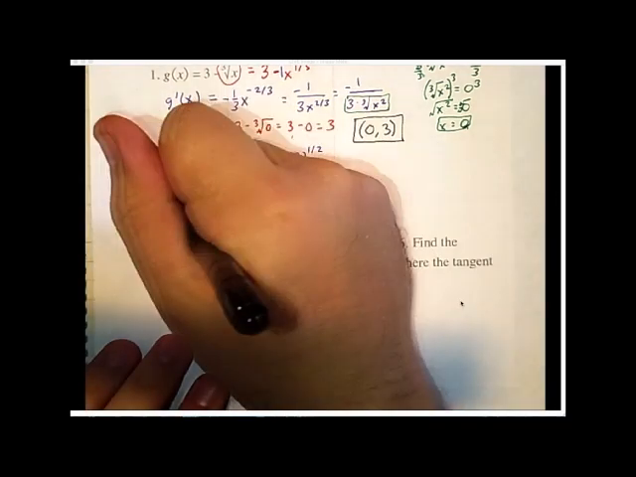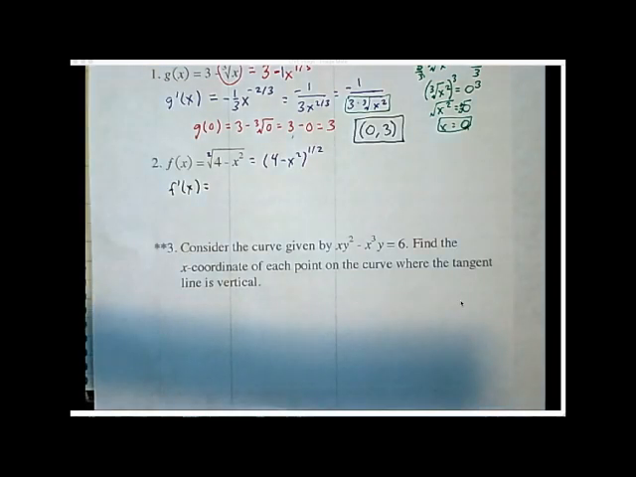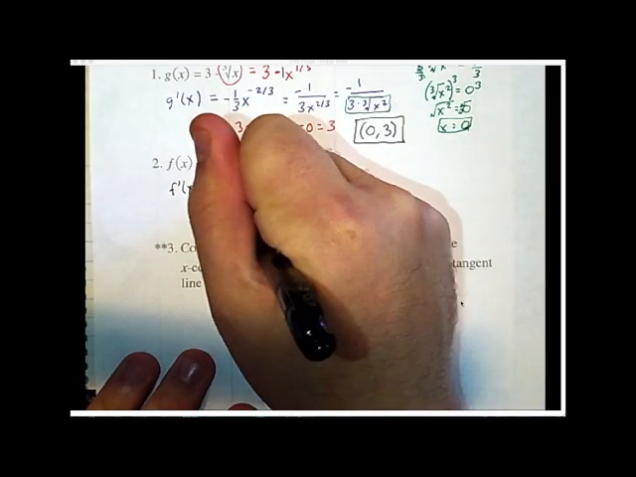Now let's find the derivative. To find the derivative of this, I'm going to have to use chain rule. The 1/2 would come out front. The parenthesis would stay the same.